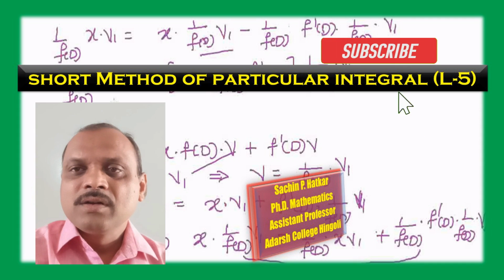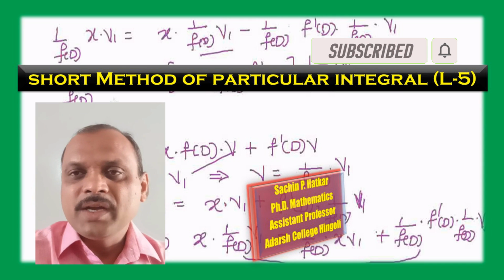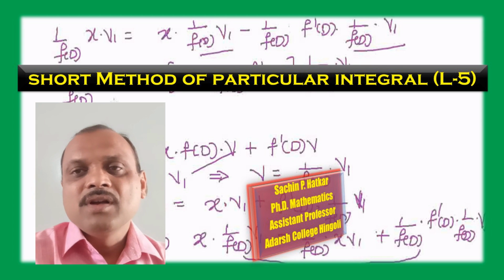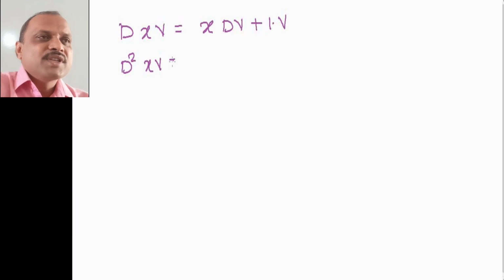Friends, in this video we see another short method where the function contains a term of the type x into v, where v is any function of x. If we take the derivative of the term x into v, it equals first function x into derivative of v plus derivative of x, which is 1, into v. Second derivative of x into v equals first function as it is into derivative of this.